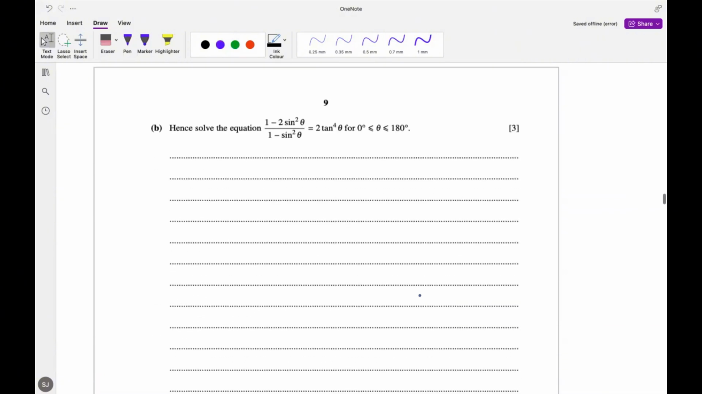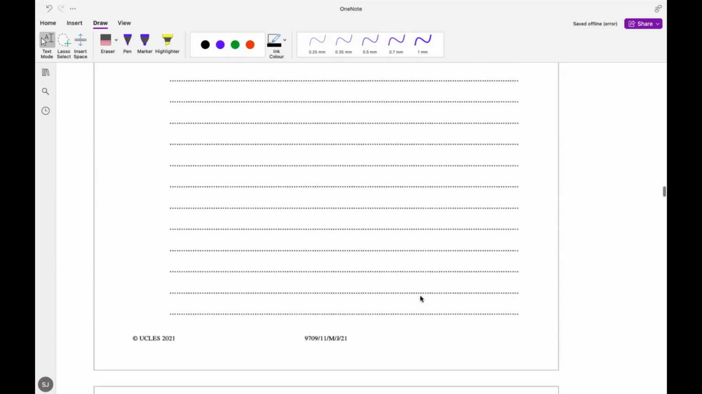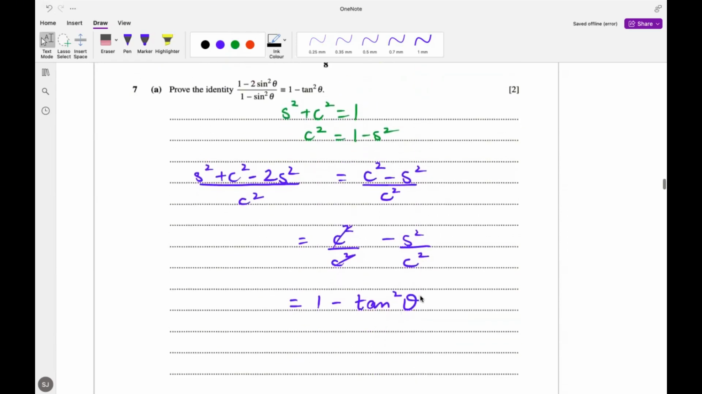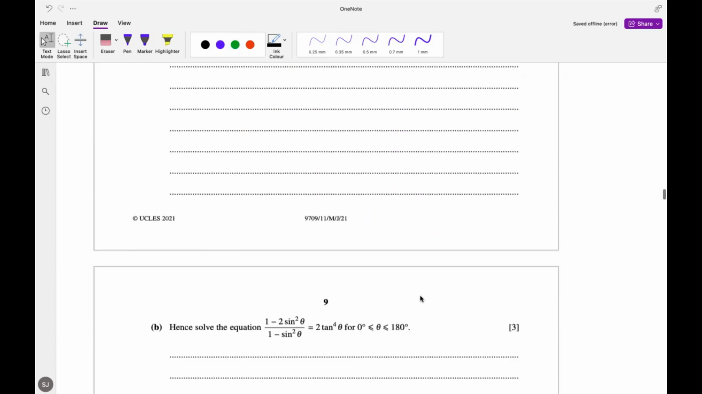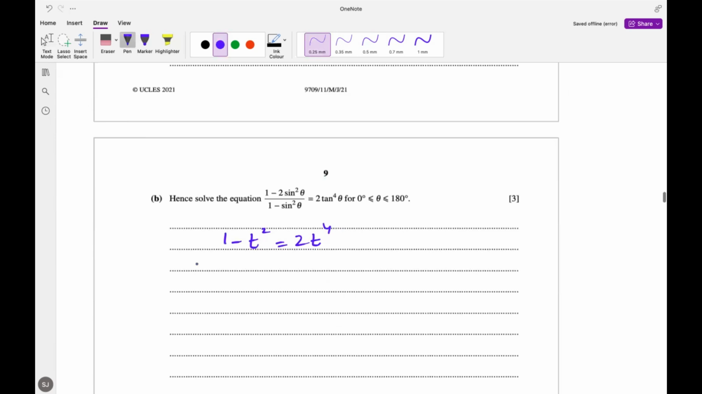In part B, we have to solve the equation (1 minus 2 sine squared theta) upon (1 minus sine squared theta) equals 2 tan to the power 4 theta. Now we proved the identity that (1 minus 2 sine squared) upon (1 minus sine squared) is 1 minus tan squared. So we can write 1 minus tan squared over here is equal to 2 tan to the power 4. So rearranging this will become 2 tan to the power 4 plus tan squared minus 1 equals 0.